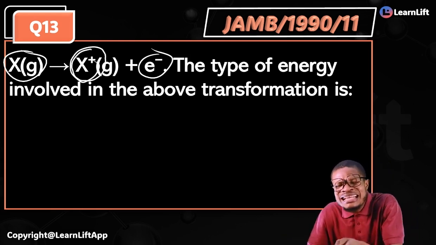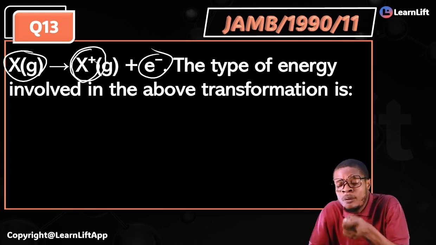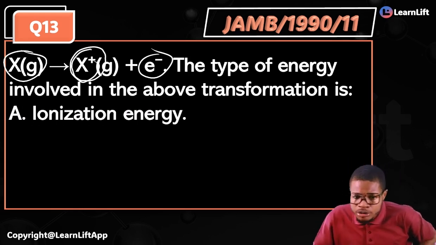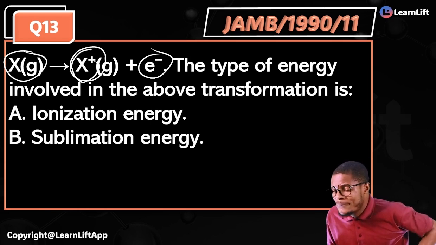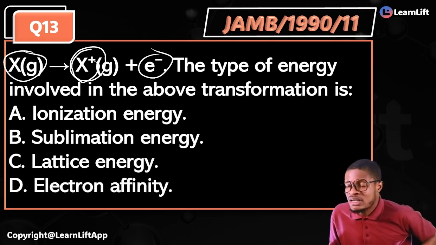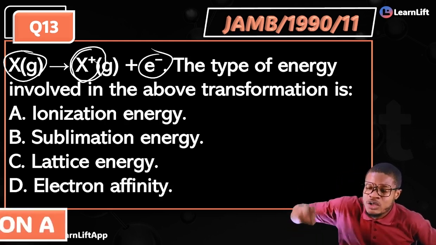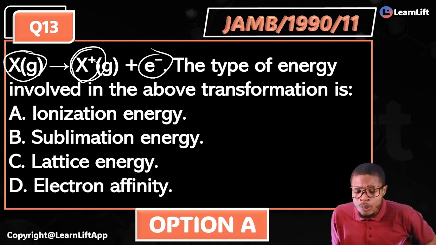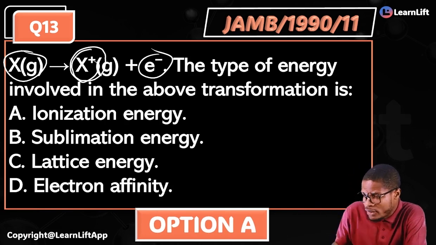The type of energy that is involved in the above transformation, what is it? Option A, ionization energy. Option B, sublimation energy. Option C, lattice energy. And then option D, electron affinity. What is the answer? Ionization energy. Option A is the answer. We said that ionization energy, don't forget, right?